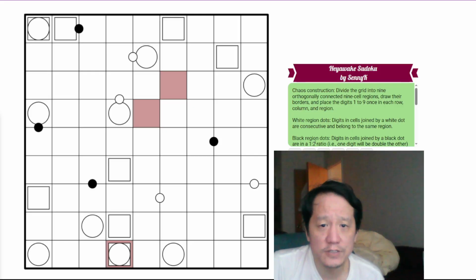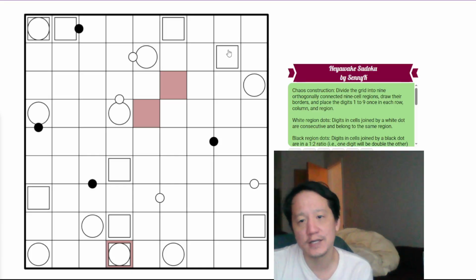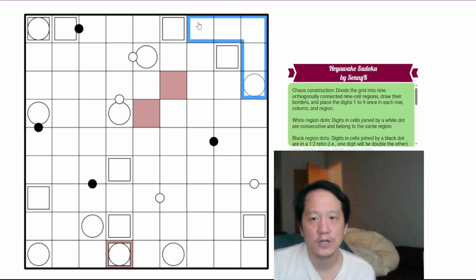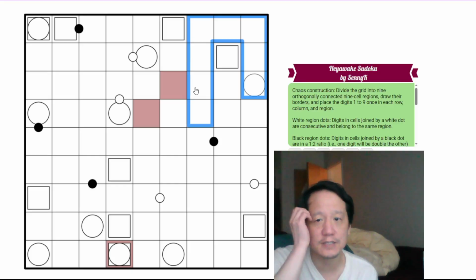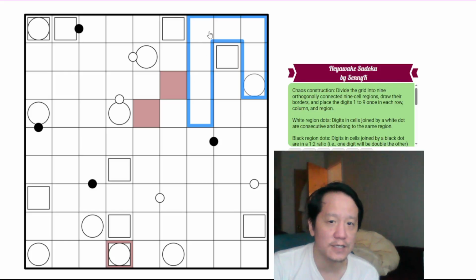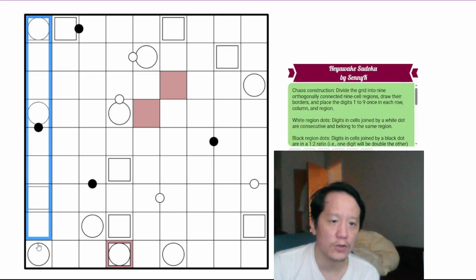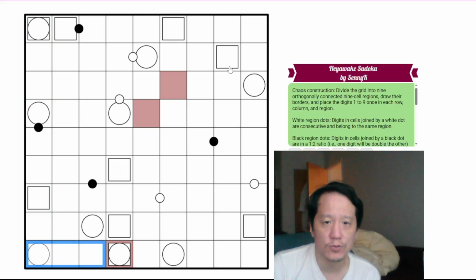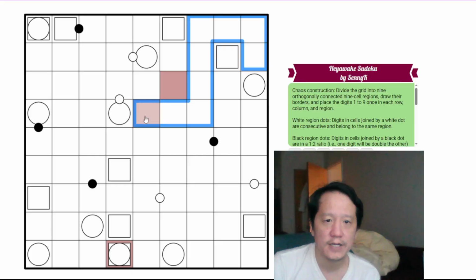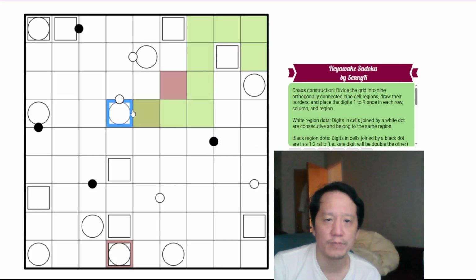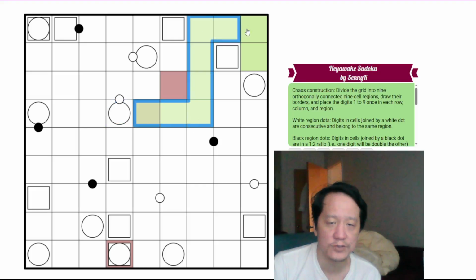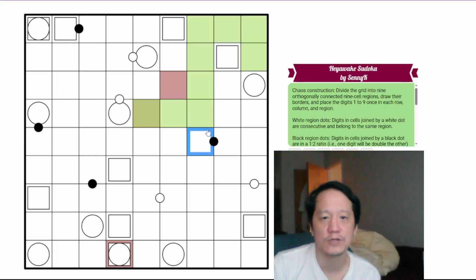We have chaos construction rules where we need to divide the grid into 9 orthogonally connected 9-cell regions, draw their borders, and place the digits 1 through 9 once in each row, column, and region. So what is an orthogonally connected region? It's a region where every cell must be able to travel to another cell in that region just by going through edges, all while staying within the region.